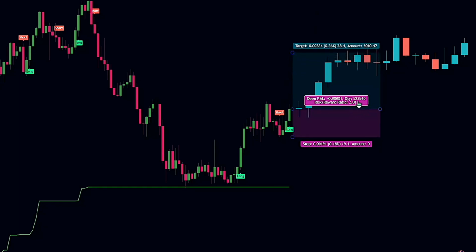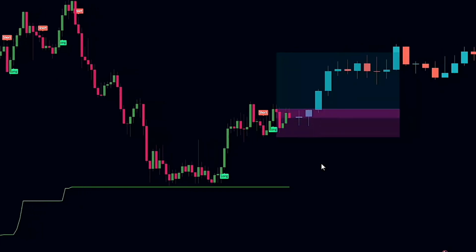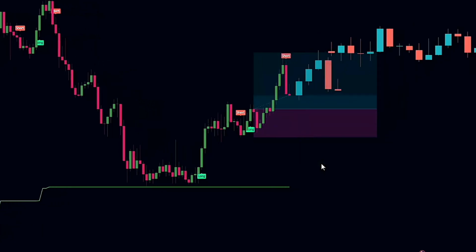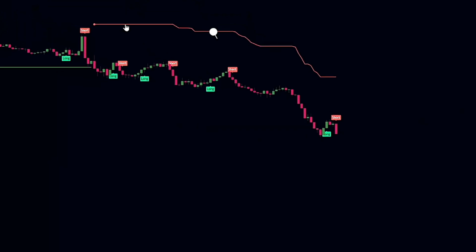Looking at this, we can see the indicator predicts the price will definitely surpass our take profit level without hitting the stop loss, making this a valid trade setup. We let it run and wait for the take profit. For a short trade, the process is the opposite.